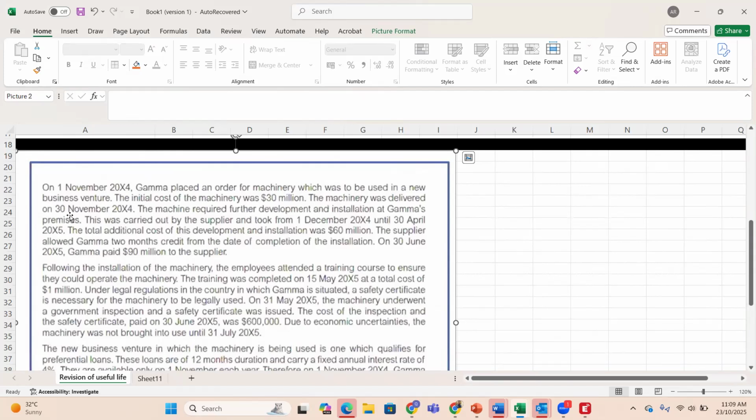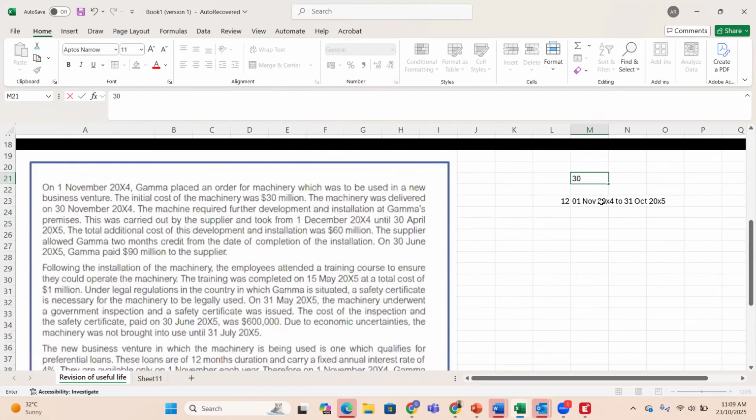Supplier allowed Gamma 2 months period on the date of completion. That's okay. So total 12 months interest I paid. Correct? That is from 1st November 20x4 to 31st May 20x5. Sorry, to 31st October 20x5. Correct? Now, what is the time with which we are doing it for which year?